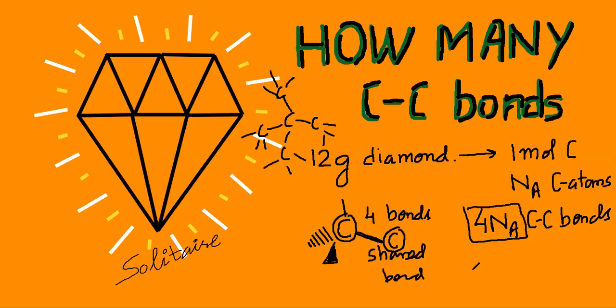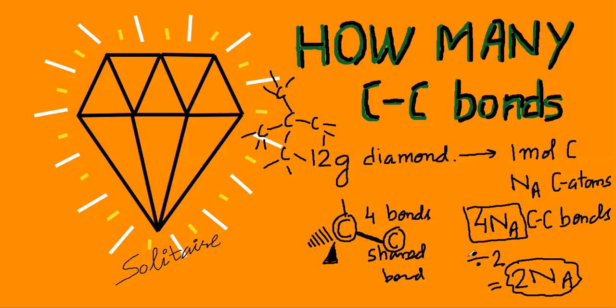So what's the best answer here? You have to divide everything by 2. So finally, the correct answer is there are 2 NA C-C bonds. Now you make it right. Remember that whenever there is a closed network of particles in any structure like this diamond, then bonds have to be counted with proper logic because each bond is shared between 2 carbons.